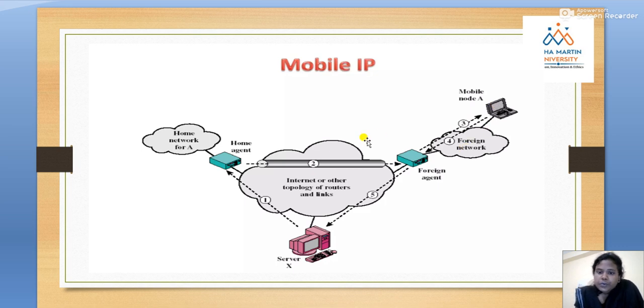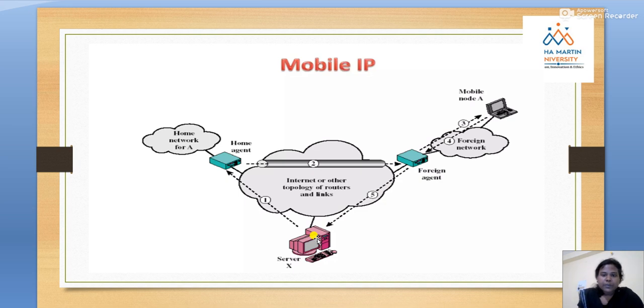Now the mobile node A will get the actual message from server X, that is the corresponding node. After getting the message, suppose the mobile node A wants to send an acknowledgement to the corresponding node. A similar process follows: the mobile node will communicate with the foreign agent, and the foreign agent will deliver the acknowledgement message to the corresponding node.